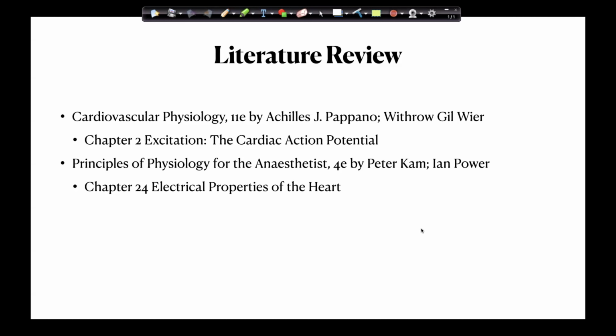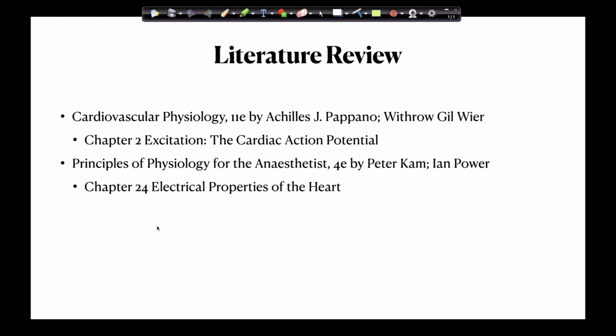So with the literature review, the rules are that we're going to use the prescribed text from ANZCA. And if I use any other text outside of that, I'll let you know. That's primarily just to supplement the information that's given. But these are the core texts. The core texts we'll be using today are Cardiovascular Physiology by Pappano, Chapter 2, Excitation, the Cardiac Action Potential, and Principles of Physiology for the Anaesthetist by Power and Kam, Chapter 24, Electrical Properties of the Heart.